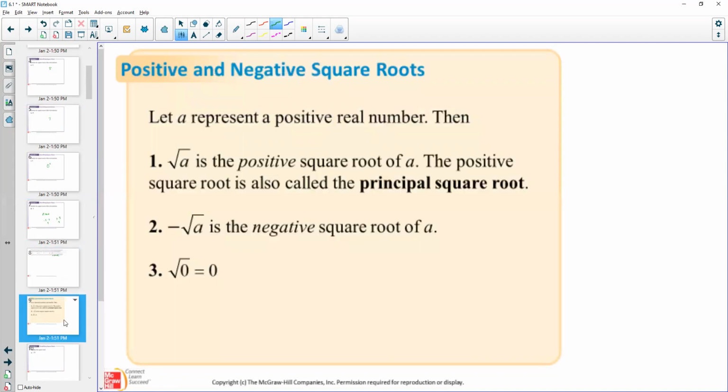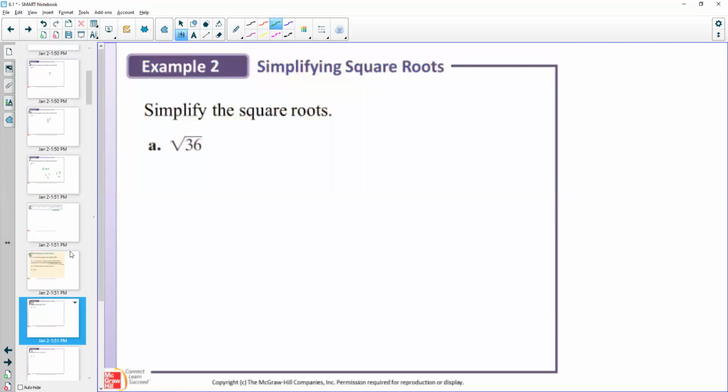If a represents a positive square number, then the square root of a is the positive square root of a. This is also called the principal square root. If I have a negative in front of that square root, it's the negative square root of a. And keep in mind that no matter what I do, the square root of 0 is always going to be 0. So let's see how this works.